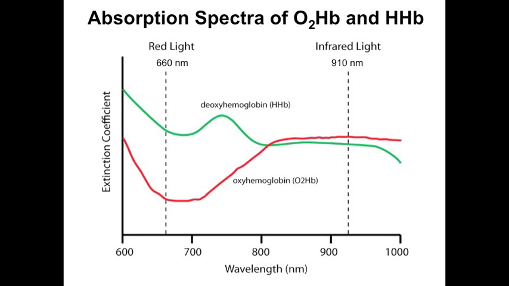The deoxyhemoglobin curve in green is above the oxyhemoglobin curve in red through the red light spectrum because deoxyhemoglobin absorbs more red light. Increasing the wavelength into the infrared light spectrum, we find the oxyhemoglobin curve above the deoxyhemoglobin curve, indicating oxyhemoglobin's tendency to absorb more infrared than deoxyhemoglobin. Interrogating blood at these 2 wavelengths can give an estimate of arterial oxygen saturation.